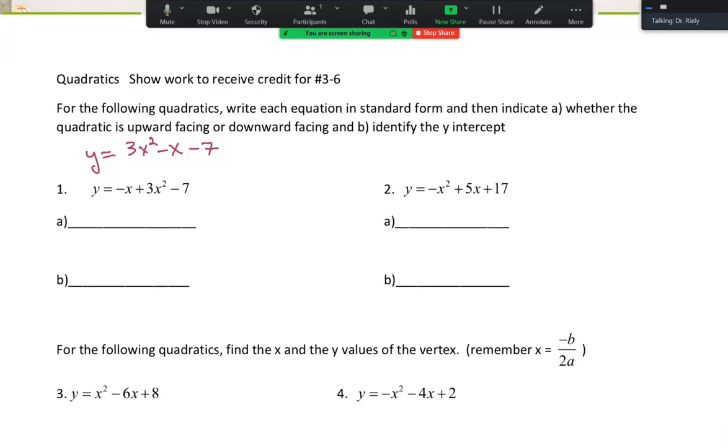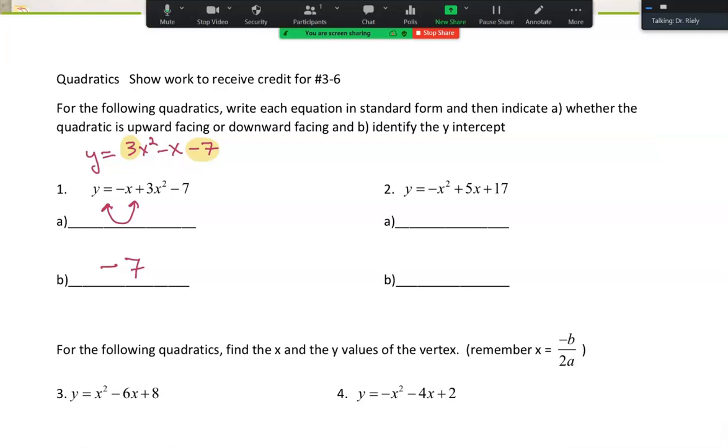So the first thing I want to know is whether it's upward facing or downward facing. So remember, if the leading coefficient is positive, then the quadratic looks like this. So that's upward facing. Okay, so that's one thing. Remember that to get the y-intercept, you could set all the x's equal to 0, or you can just grab the constant. Either way, your y-intercept will be negative 7.